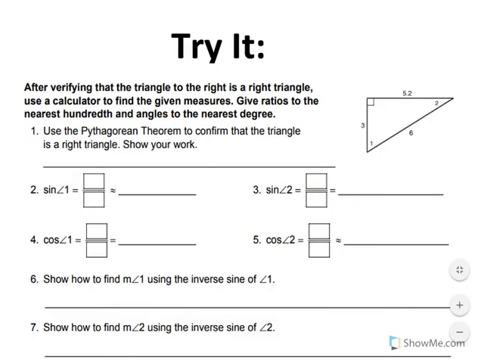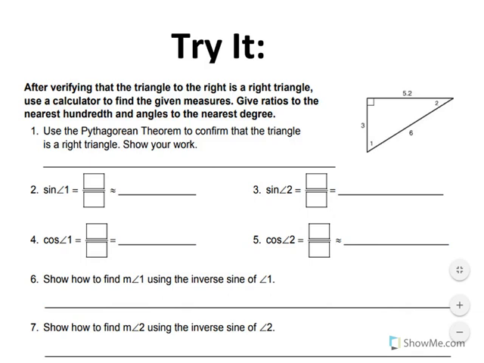Okay, so now let's do the try it. After verifying that the triangle to the right is a right triangle, use a calculator to find the given measures. Give ratios to the nearest hundredth and angles to the nearest degree. Number one, use the Pythagorean theorem to confirm that the triangle is a right triangle.